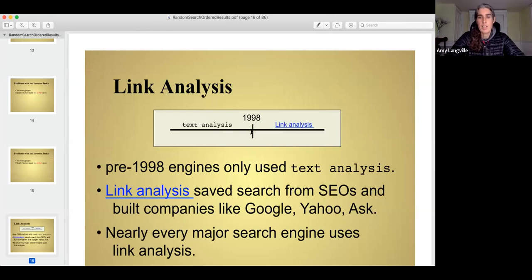Before 1998, everything was just looking at the text on a page. After that, everything started adding link analysis. If you didn't do this, you couldn't compete. You weren't a search engine. Every search engine does that.